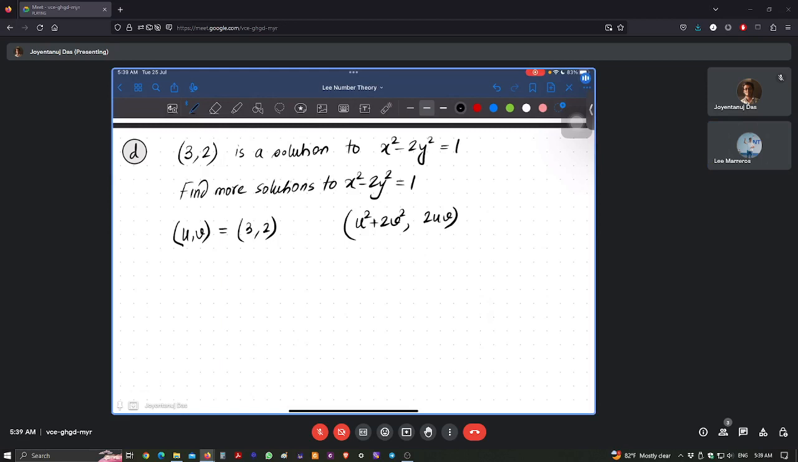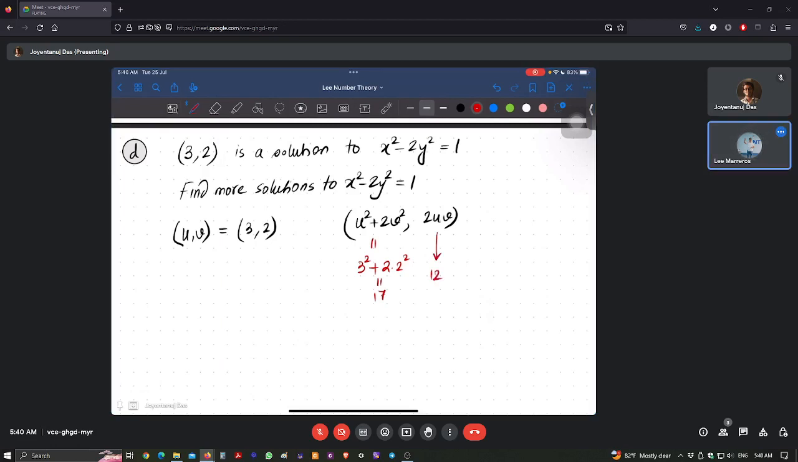Tell me. If I put u equals 3 and v equals 2, what will be this thing? Okay, that would be 4, 8, 17. So this is 17 and this one is 12. Right. So the next solution is your 17, 12.